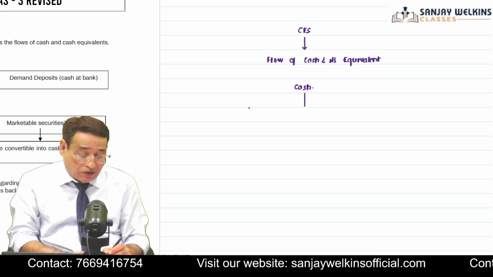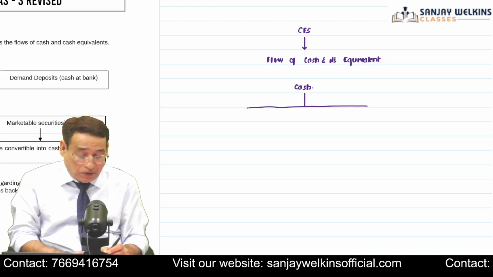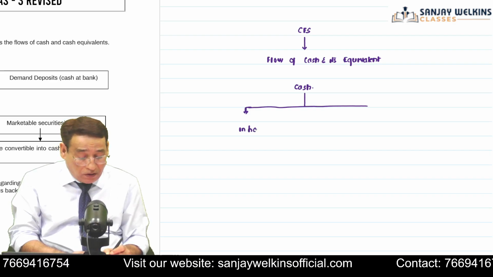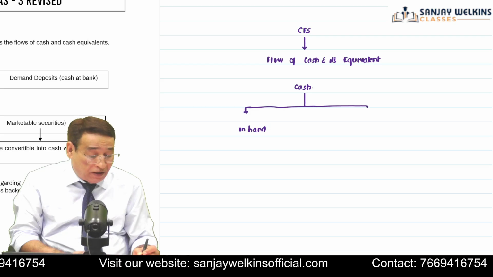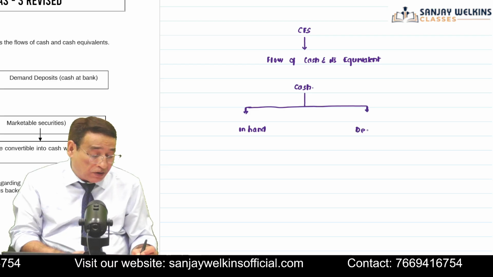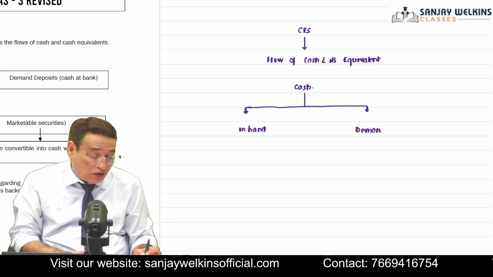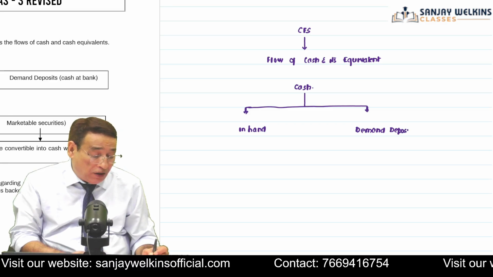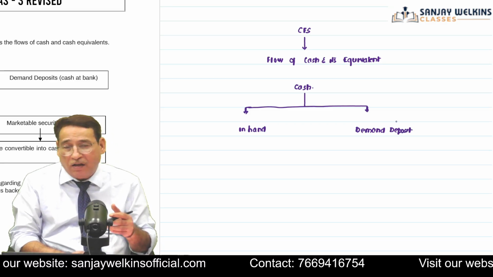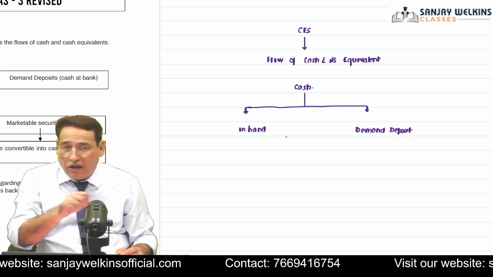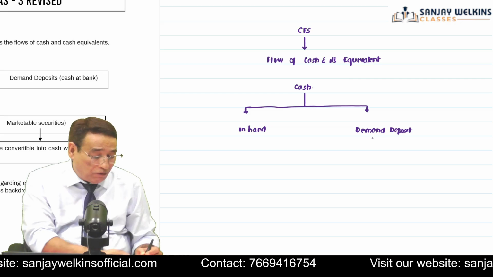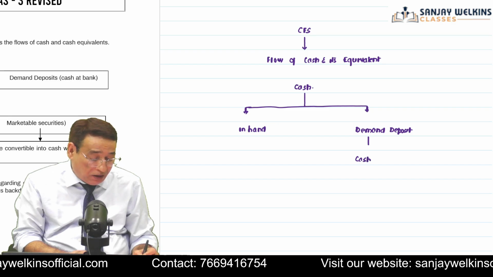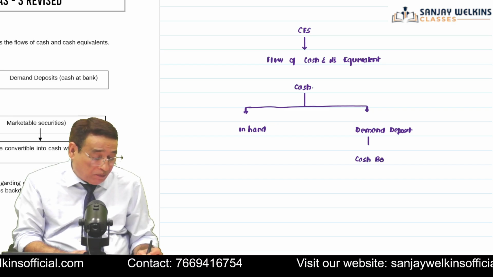When we say cash, first of all, you need to understand cash basically means cash in hand, and it also includes demand deposits. Now, many times I have seen students are not aware of what we mean by demand deposits. Demand deposit means such deposits with the bank that can be demanded back from the bank at any point of time. In simple words, it is nothing but your cash at bank. So whatever amount you have deposited in the bank, you can demand it from the bank at any point of time. This is what we mean by demand deposit.